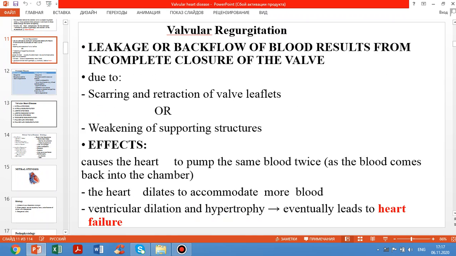Valvular regurgitation, leakage or backflow of blood, results from incomplete closure of the valve due to scarring and retraction of valve leaflets or weakening of supporting structures. Effects: causes the heart to pump the same blood twice, as the blood comes back into the chamber. The heart dilates to accommodate more blood. Ventricular dilation and hypertrophy eventually lead to heart failure.